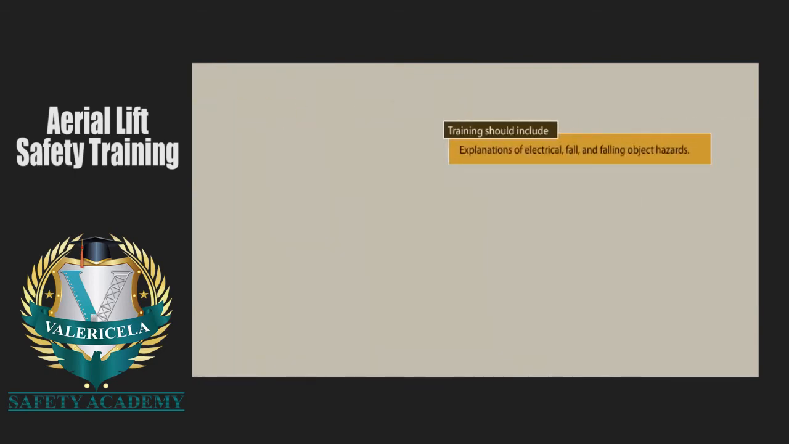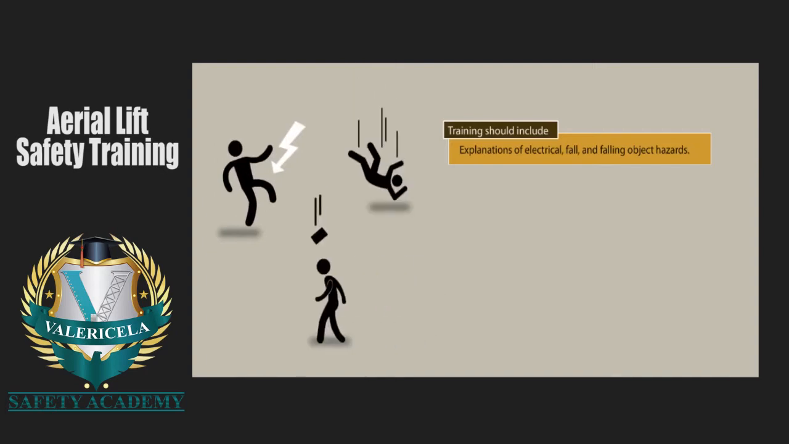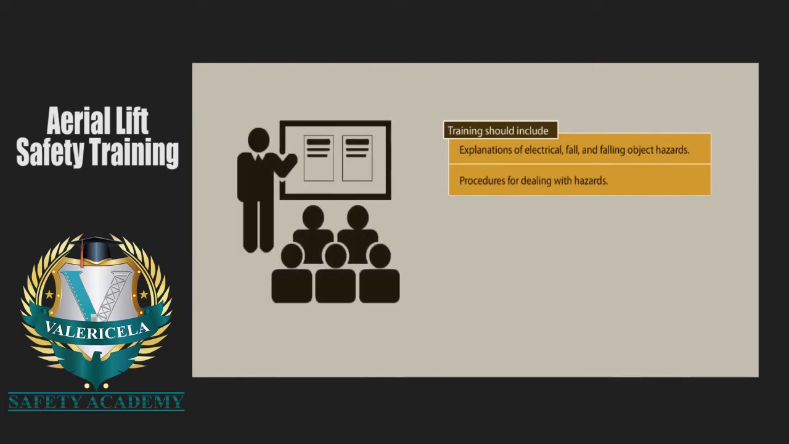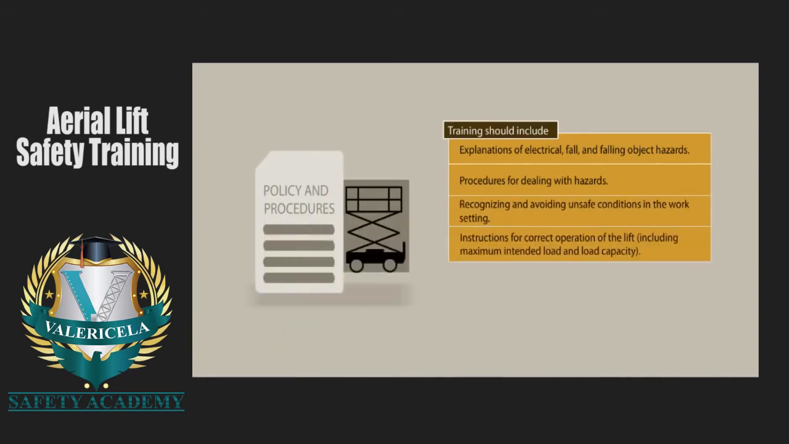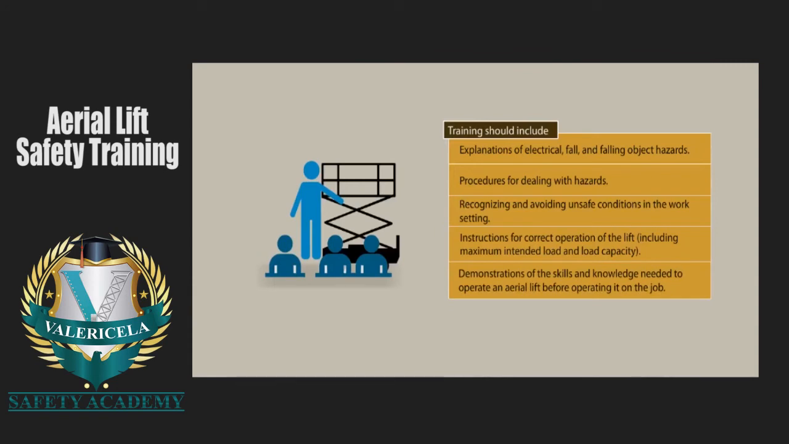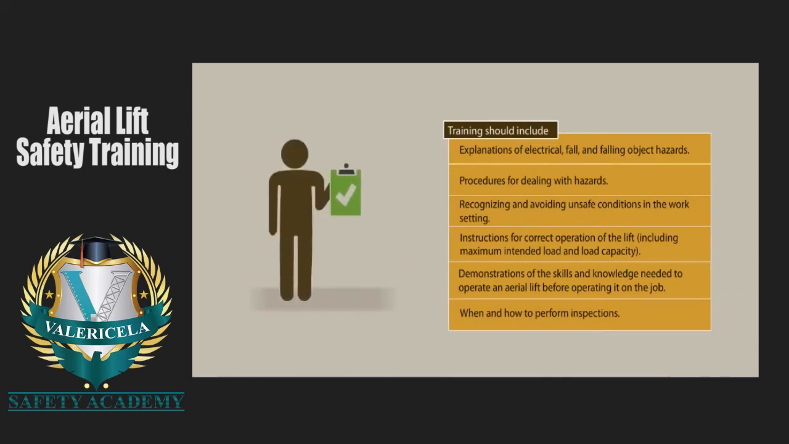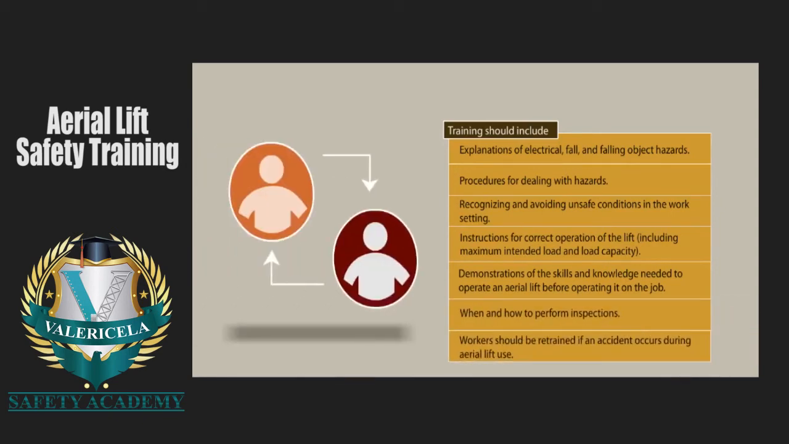Training should include explanations of electrical, fall, and falling object hazards, procedures for dealing with hazards, recognizing and avoiding unsafe conditions in the work setting, instructions for correct operation of the lift, including maximum intended load and load capacity, demonstrations of the skills and knowledge needed to operate an aerial lift before operating it on the job, when and how to perform inspections. Workers should be retrained if an accident occurs during aerial lift use.